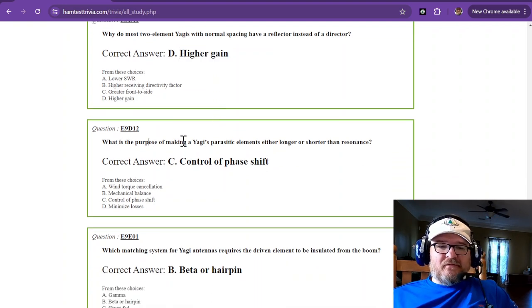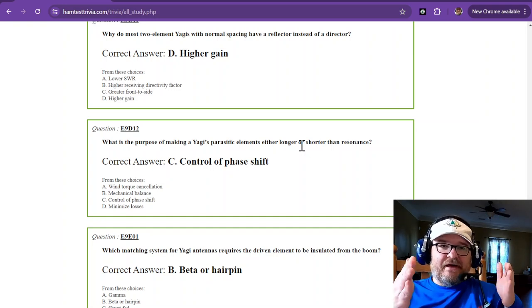What is the purpose of making a Yagi's parasitic elements either longer or shorter than resonance? And that is to control a phase shift. The control of phase shift. If you use your Yagi design software, you'll notice that it's usually going to make them shorter than the half-wave resonance. And that is to control the phase shift so that you get a nice lobe at the front.